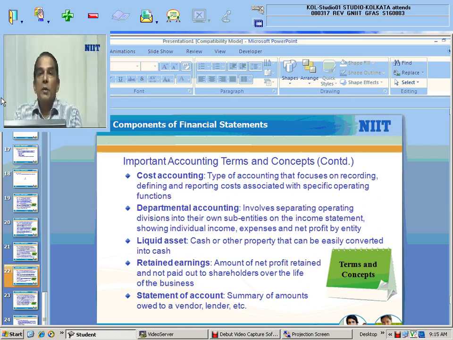Another important accounting term and concept is departmental accounting. There are companies which have several divisions or departments dealing with maybe different kinds of activities or products. Departmental accounting involves separating operating divisions into their own sub-entities on the income statement, showing individual income, expenses and net profit by entity.